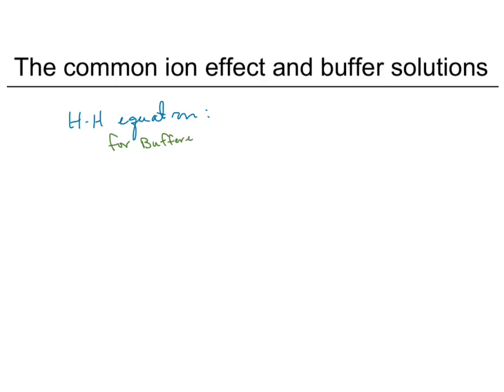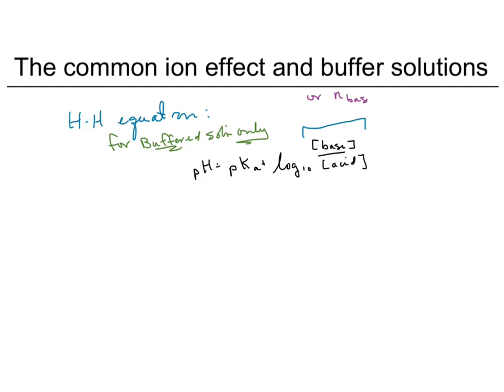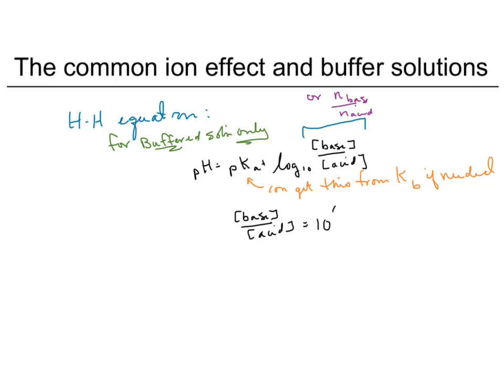So buffered solutions, the Henderson-Hasselbalch equation you're going to want to remember, and that is only for buffered solutions. Remember, with the log, that ratio, you can go with either molar concentration of base and acid or the moles of base and acid. And then I went ahead and wrote that alternate form, which can be helpful: if they're conjugate acid-base pairs in the same solution, the ratio of base to acid is equal to 10 raised to the pH minus the pKa.